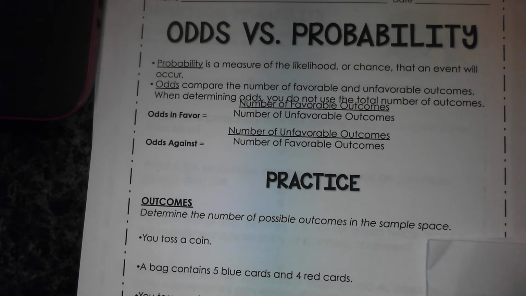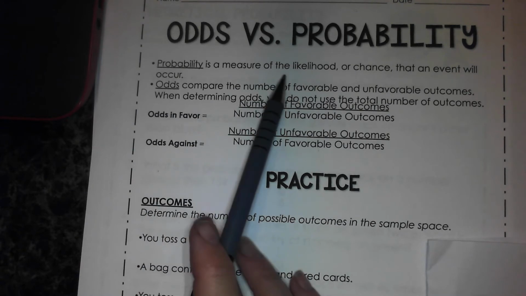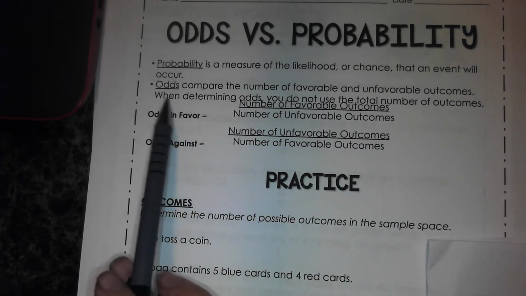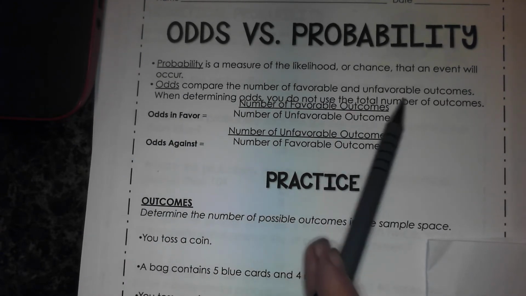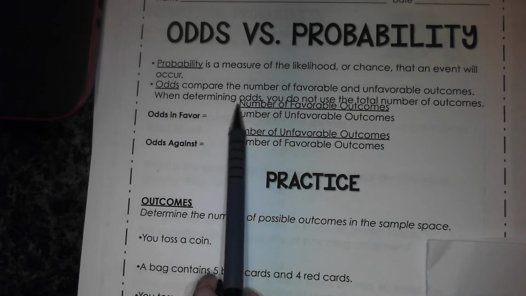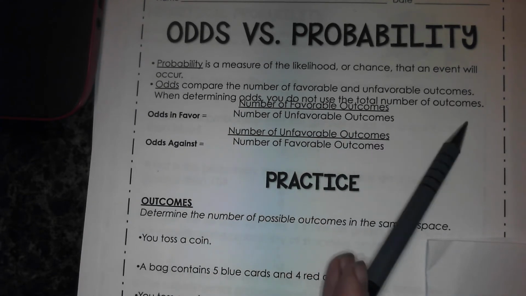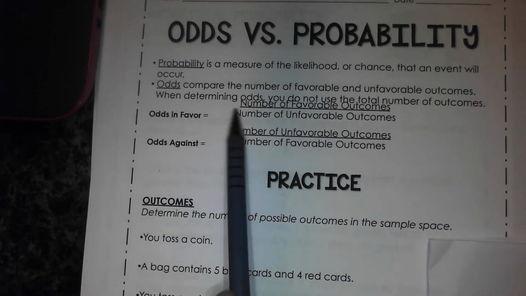Odds versus probability. So probability, again, is the measure of the likelihood or chance that an event will occur. Odds compare the number of favorable and unfavorable outcomes. When determining odds, you do not use the total number of outcomes. That's just for odds. Probability, you do use the total number.